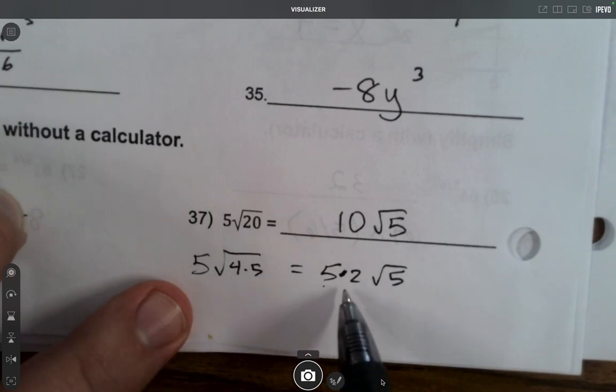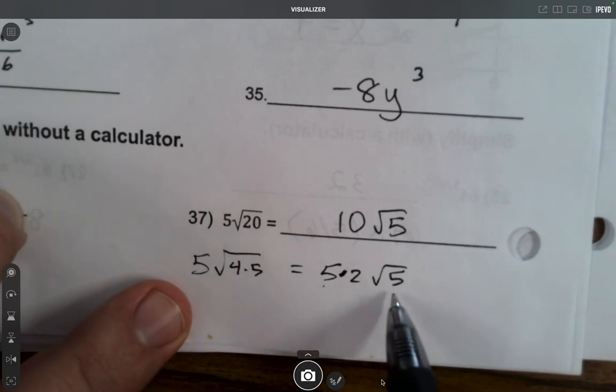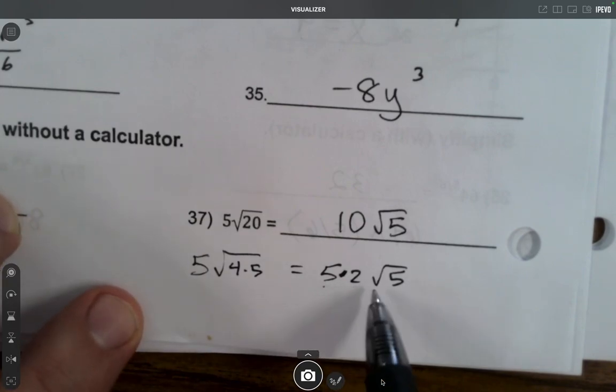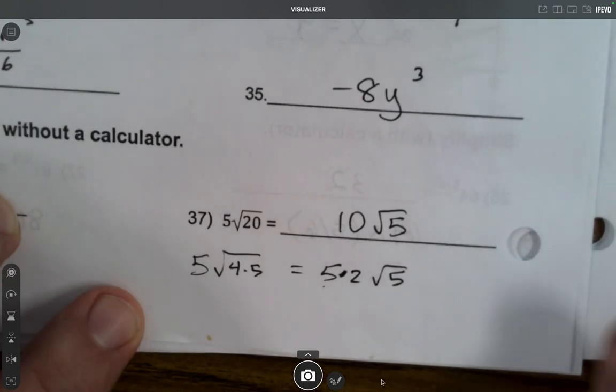Square root of 4 is 2. Square root of 5 we don't know, so we leave it inside. And this is why I point out we're multiplying. So since we pulled a 2 out front, you have to do 5 times 2 to get 10 times the square root of 5.